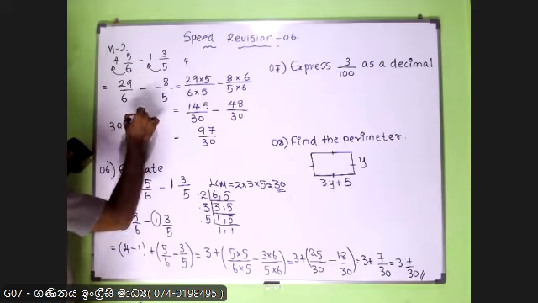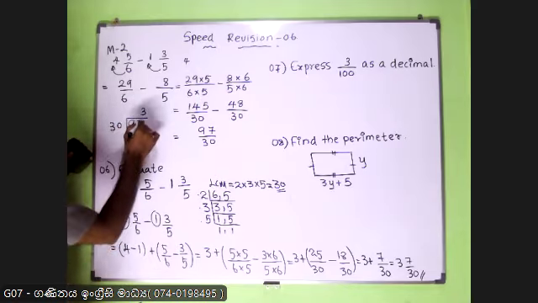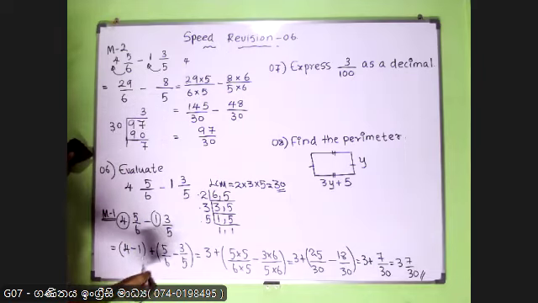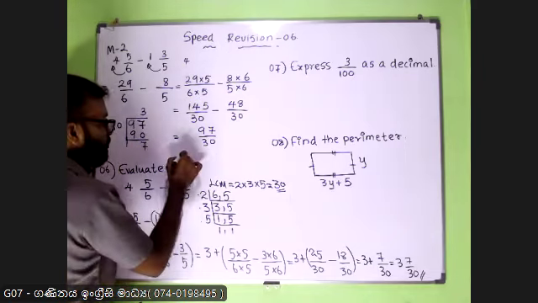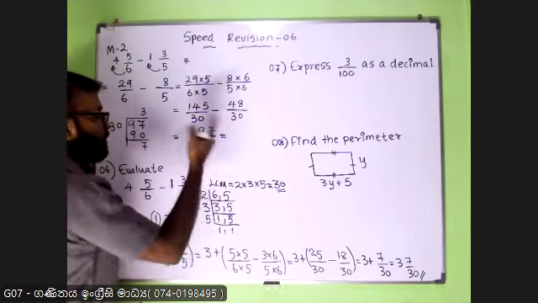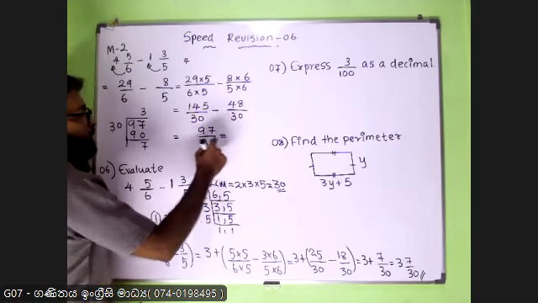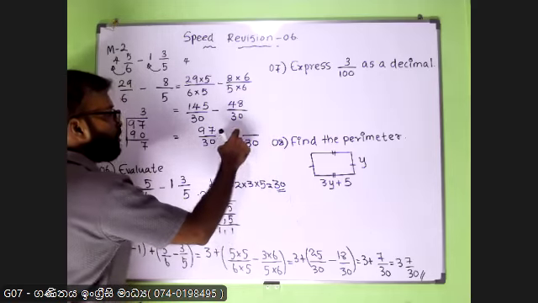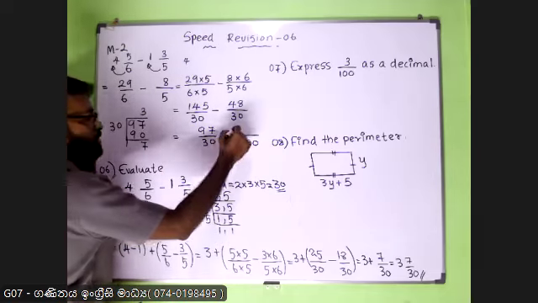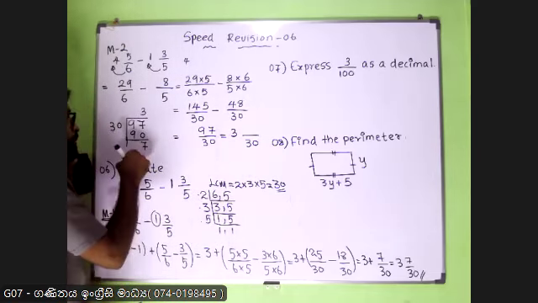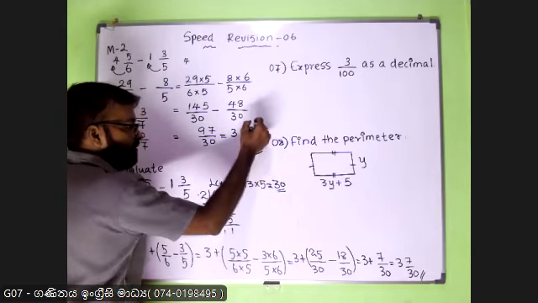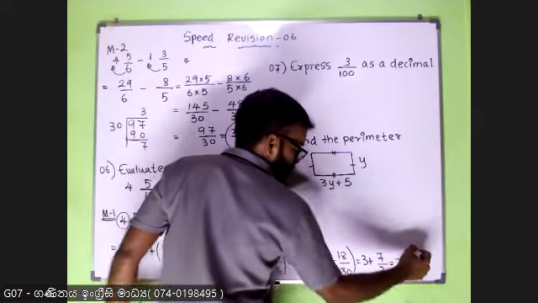30 times 3. 3 times 0, 0. 3 times 3, 9. 30 times 3 means 90. Subtract it. 7 is left. Remainder is 7. So that you can convert this improper fraction into a mixed number. Your denominator is already 30. Your whole number part is 3, which is the quotient. Remainder is 7. 7 is your numerator. Both answers are same.